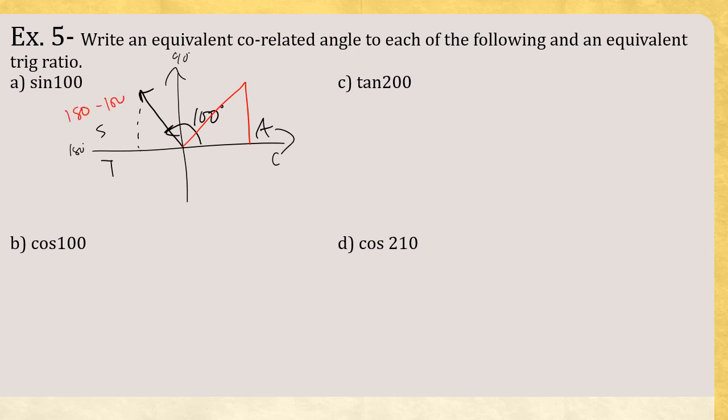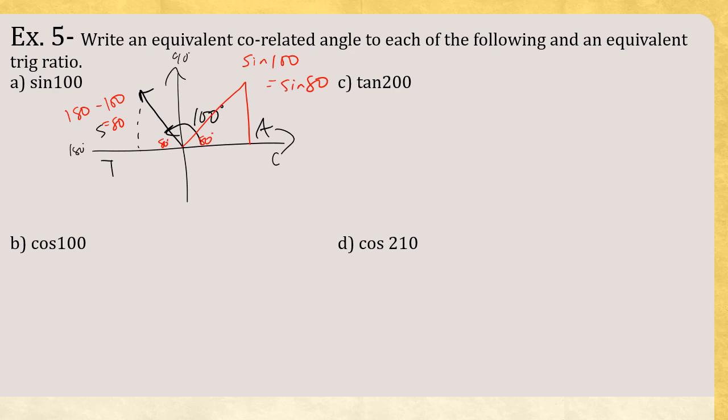180 minus 100 equals 80 degrees. And if that's 80, that's 80. So that means that sine 100 equals sine 80. So our equivalent correlated angle is 80. Our equivalent trig ratio is sine 80.